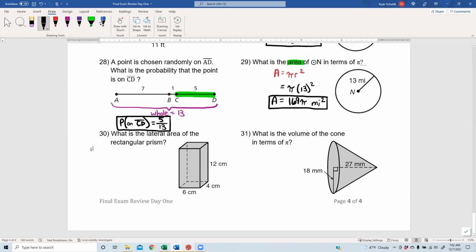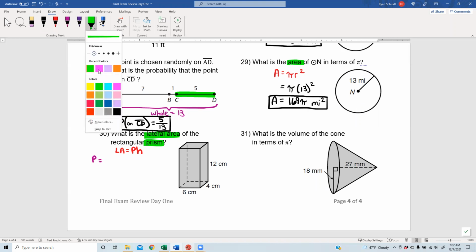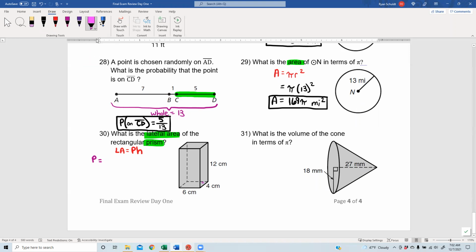Okay, 30. What's the lateral area of the prism? The formula for lateral area of a prism is perimeter of the base times your height. Let's get each of those. Big P, so perimeter. The base is what it's sitting on. That would be this piece down here. I want to get the perimeter of that piece. That's my base.